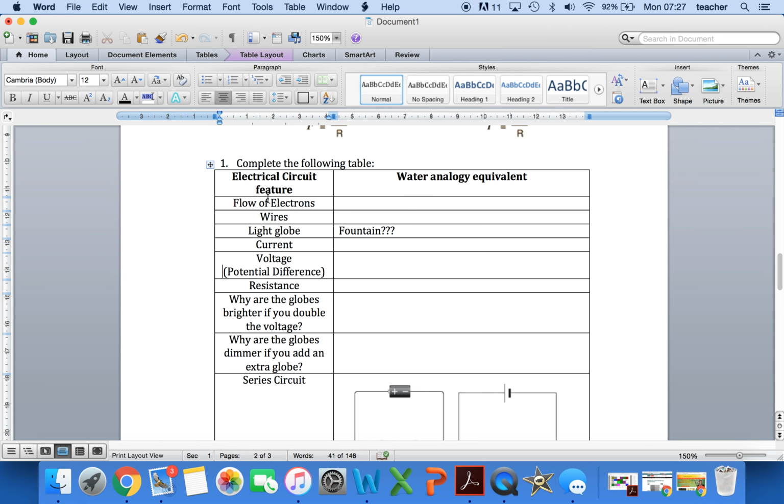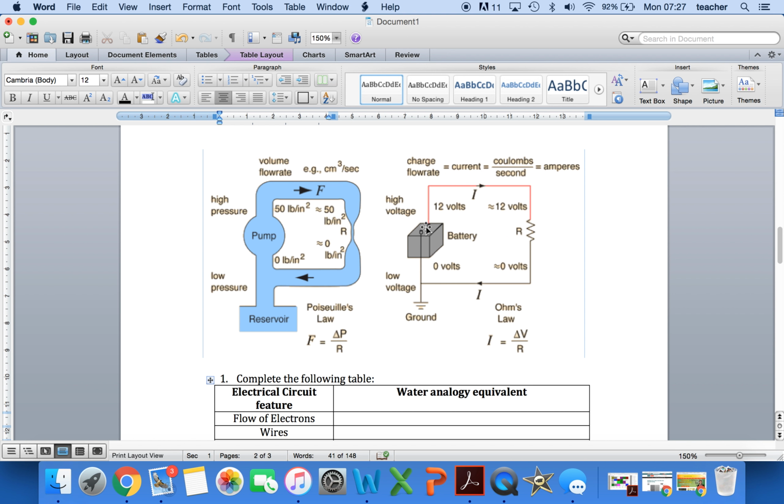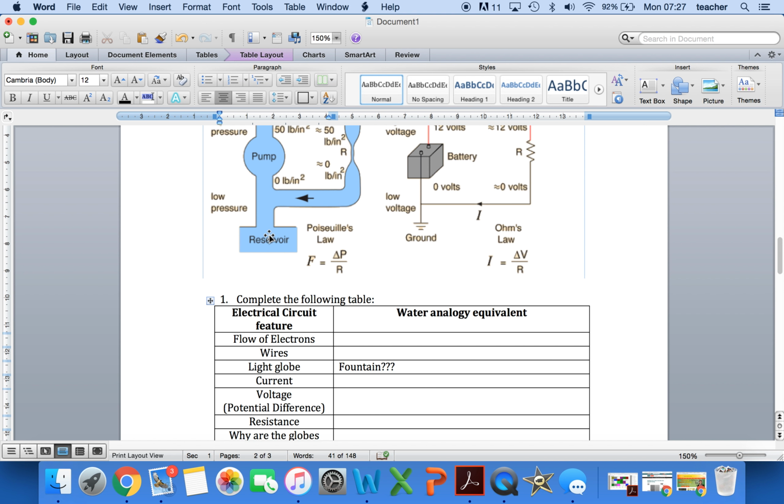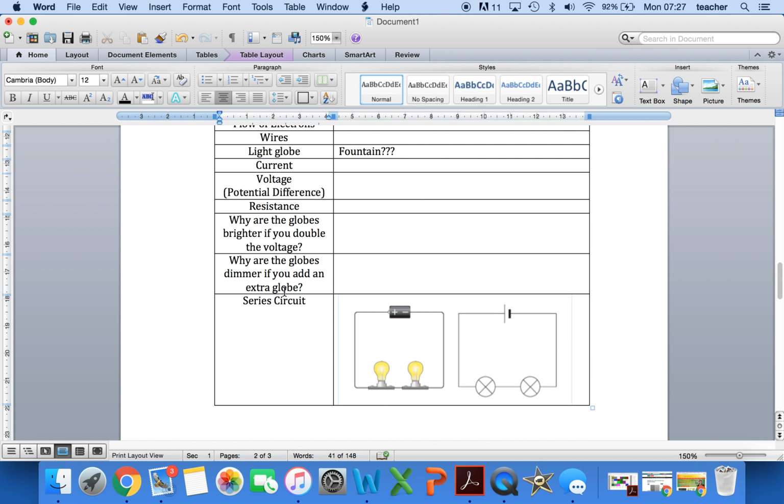Next question, or next electrical circuit feature I want you to have a think about is, why are the globes brighter if you double the voltage? So if you crank up the voltage here, and this was a light globe, why would this light globe get brighter? And remember, we're not just talking about the fact that the electrical flow here. What would happen to the resistor, or in this, if you doubled the pump pressure? What would happen there? And you might think about that in terms of fountain or a water wheel as well.